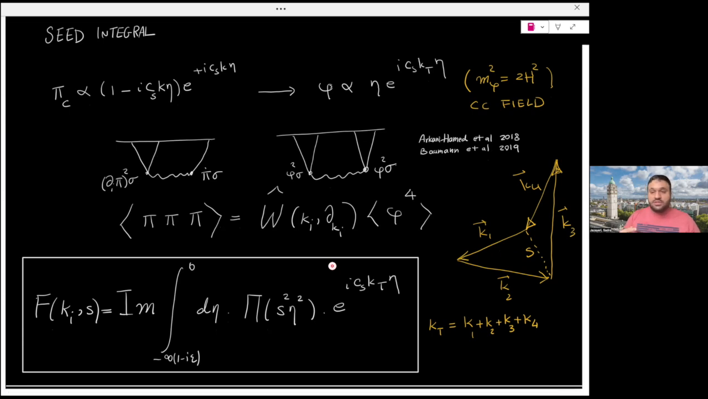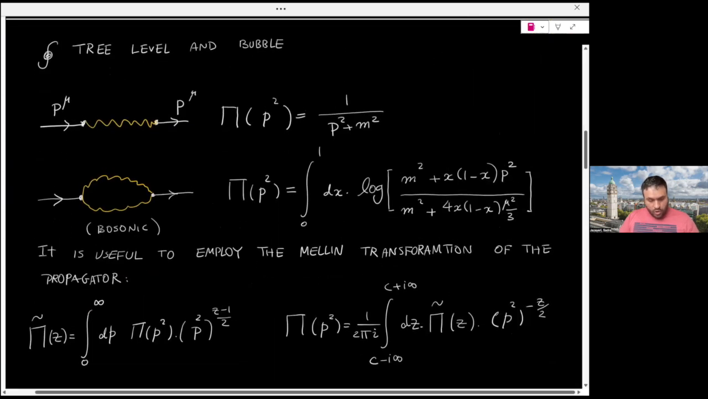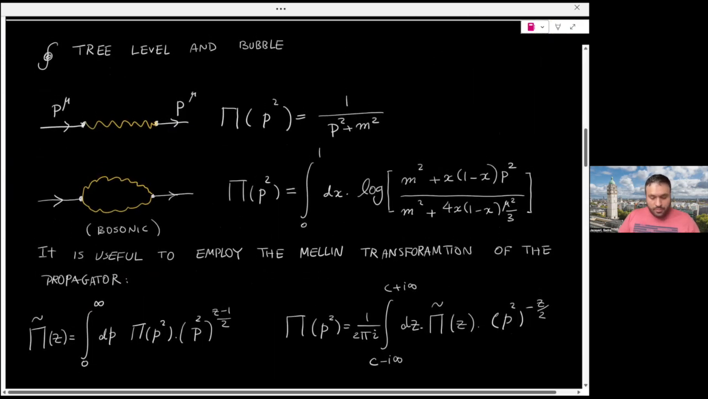And once you have computed these seed integrals, you can derive a network of various graphs of pi by applying specific weight shifting operators that depend only on the external kinematics, as was explained in these two papers. So at tree level and at 1 loop, the Feynman graphs that contribute to the 2-point function, so for the bosonic 1 loop and for the tree level, are given by these expressions.